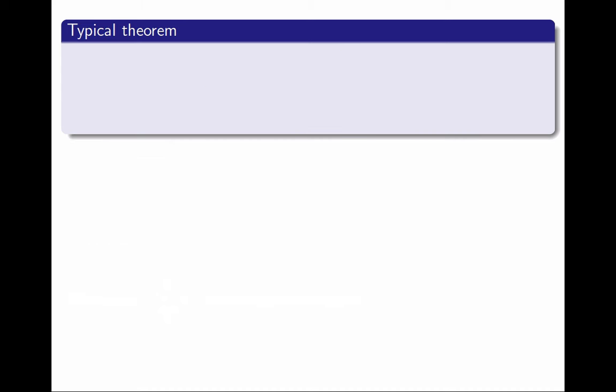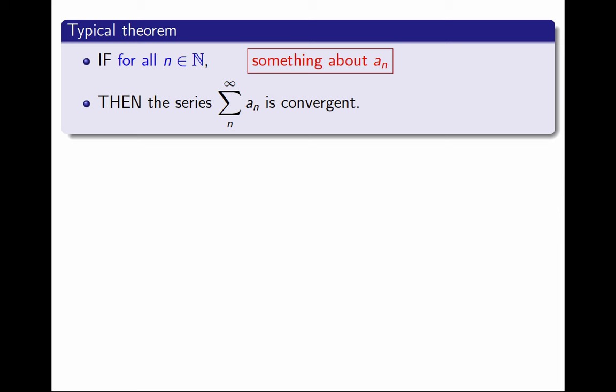There are many theorems we're going to learn about convergence of series, and many of them have this general form. This is sort of a template. Some condition implies that the series is convergent. And the condition often has a form like this. If for all natural numbers n, some property, that I'm writing in red here, this is generic, is true, then the series must be convergent. There are many versions of this theorem with different properties.